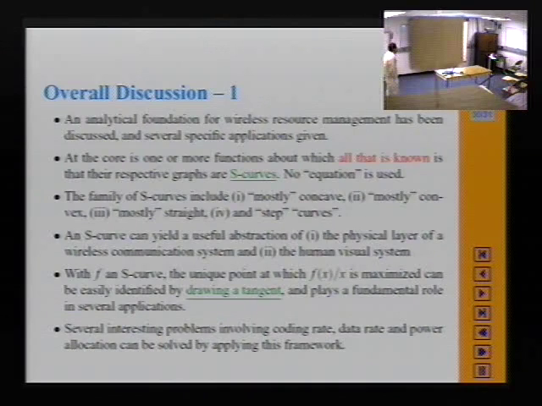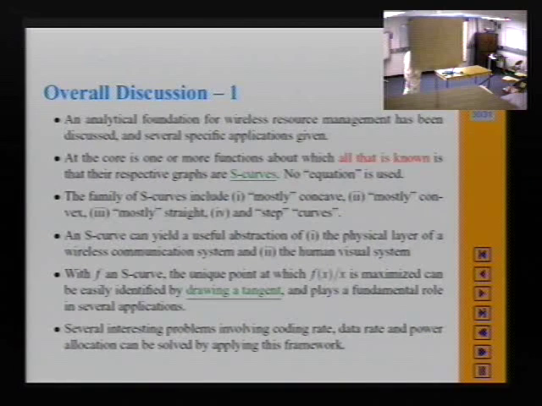At the core is one or more functions about which all that is known is that the graph is an S-curve. We don't use a specific equation, but if we needed an equation for some simulation, to do examples, there are equations that are S-curves. There are plenty of them, so you can vary the parameters and get different shapes. So the S-curve can yield a usable abstraction of the physical layer of the wireless communication system and also of the human visual system.